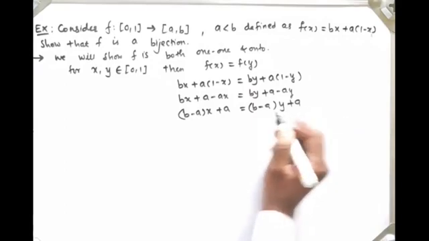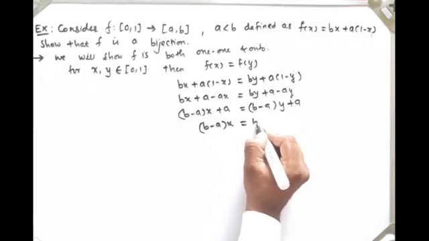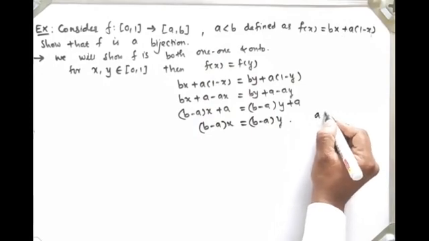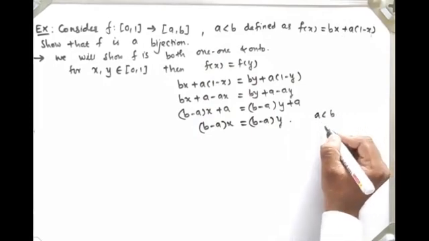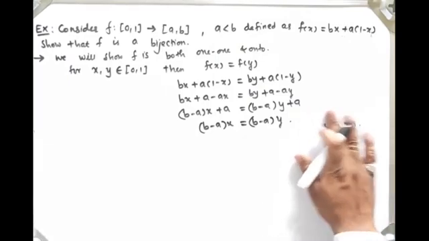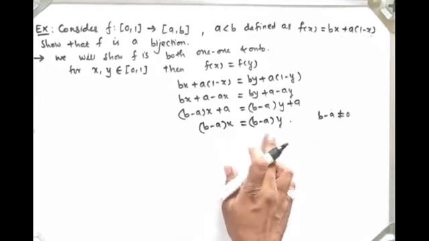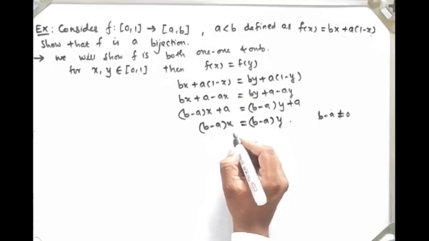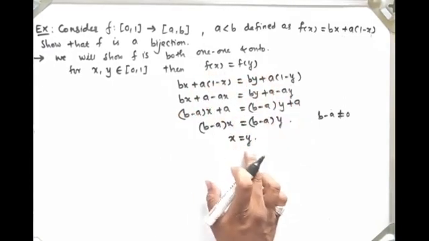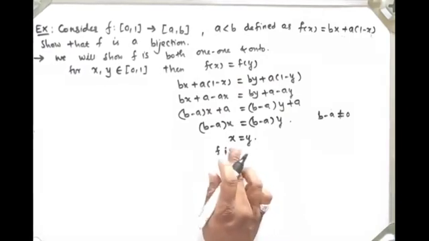So y cancels, so remaining (b minus a) times x is equal to (b minus a) times y. Here a is strictly less than b, which means b minus a is greater than 0, so it is not equal to 0. So we can divide both sides by b minus a, and we get x is equal to y. So here f of x is equal to f of y, and finally I get x is equal to y, which means f is a one-one function.